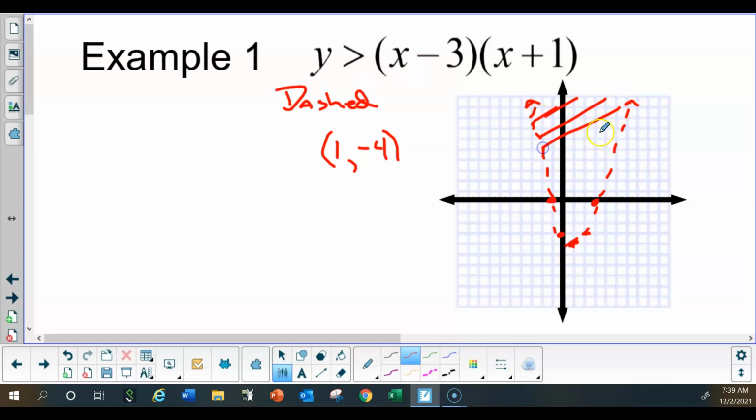I advise not scribbling in there and not doing it neatly. I would say do it neatly, because when we do a system, you're going to see where the two lines intersect each other. So these lines, I would just put lines to fill it in. And that's how you graph a quadratic inequality.